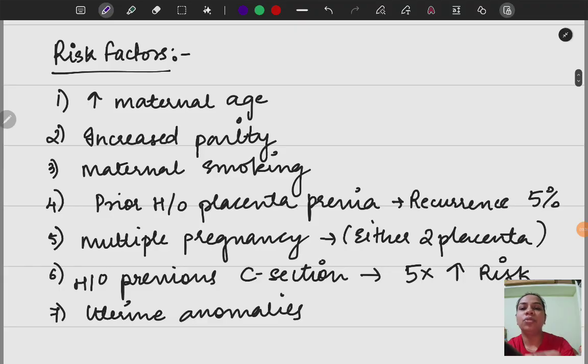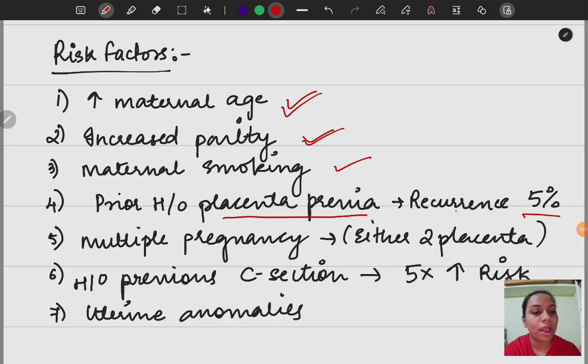Then we will come to the risk factors. So what are the risk factors? So increase in the maternal age. Increase in the maternal age is the first risk factor. Second is increased parity, maternal smoking, prior history of placenta previa. So if the mother is having any prior history of placenta previa, there is recurrence of 5% in that mother, that she will have the next pregnancy also of placenta previa.